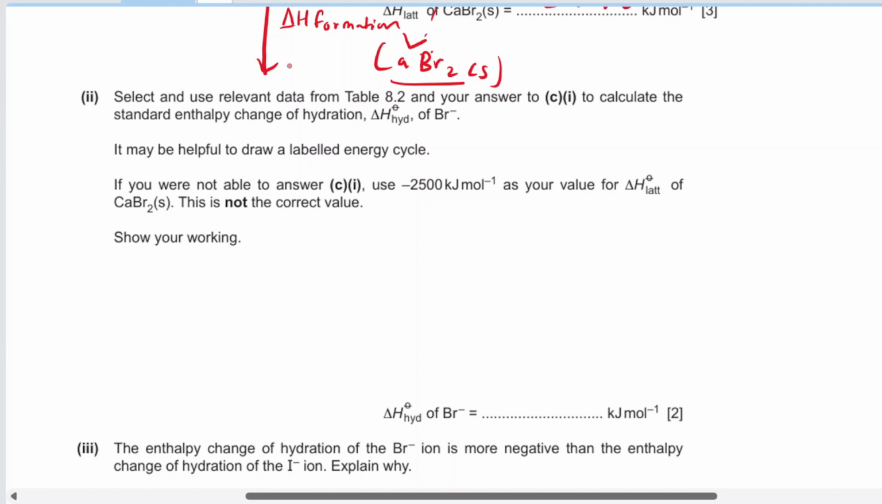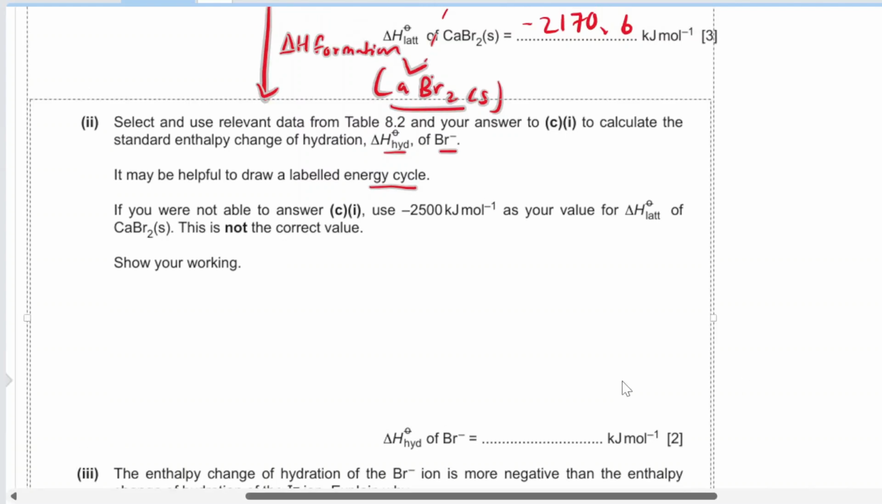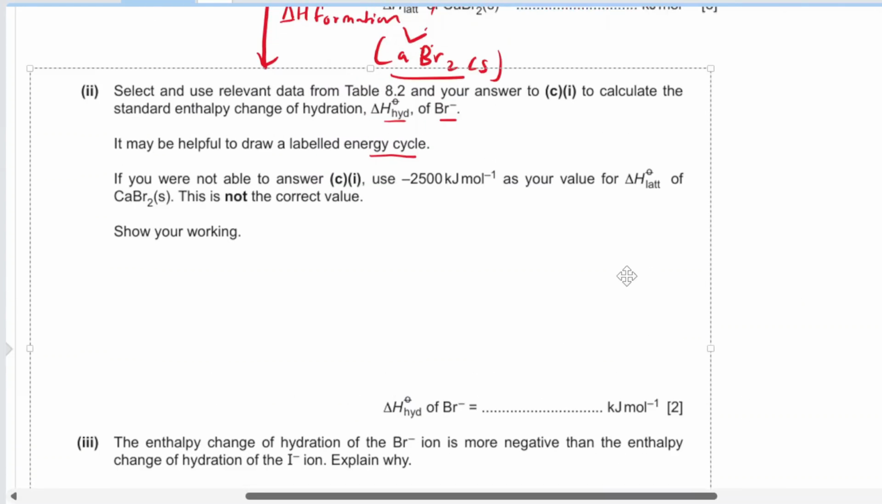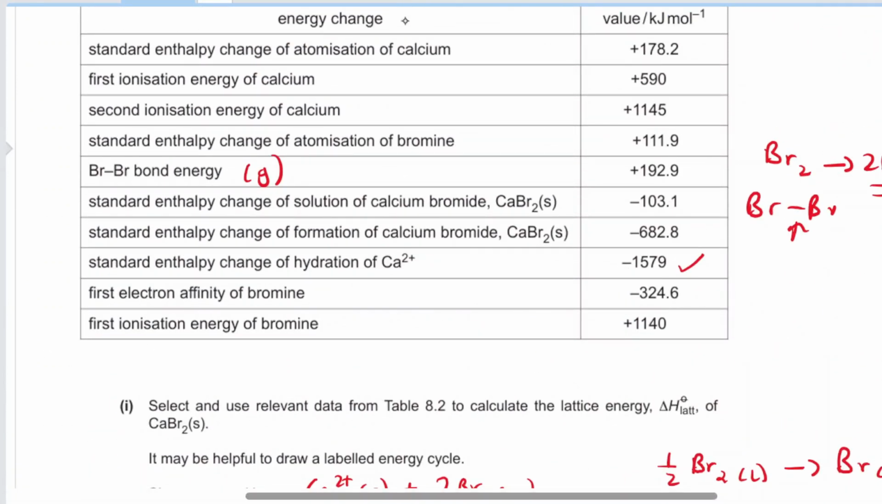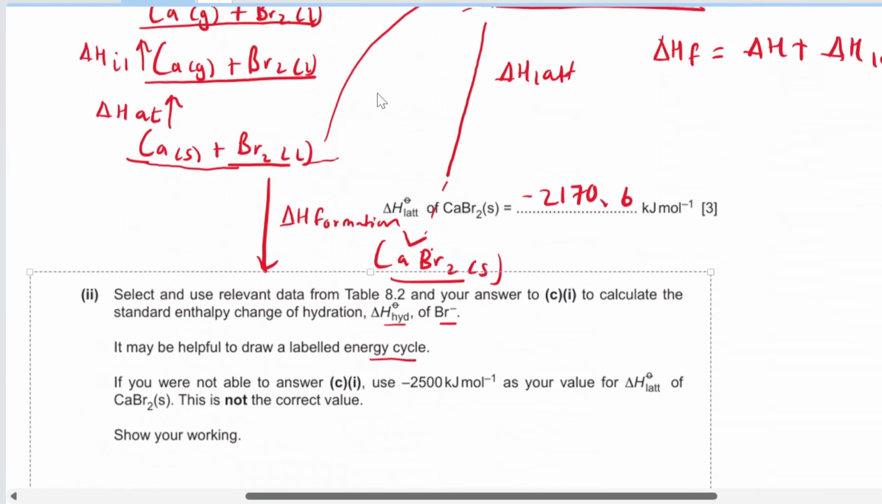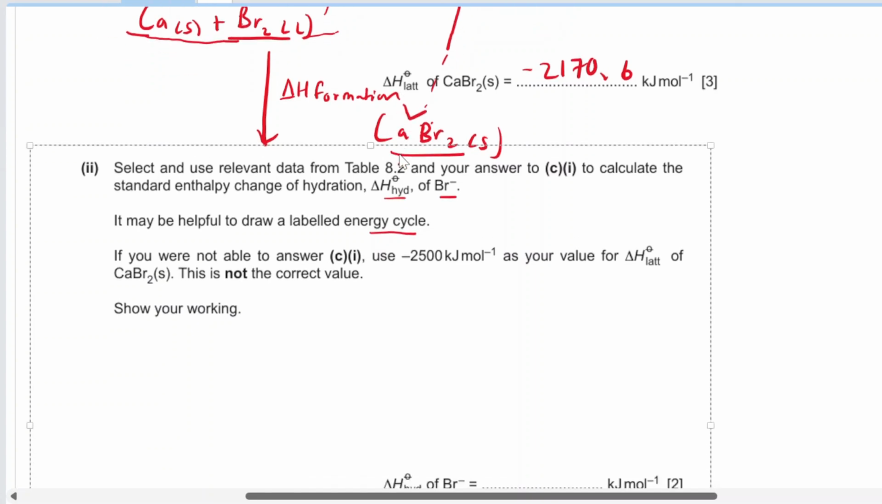Let's go to the next question. Select and use relevant data from the table and your answer to part 1 to calculate the enthalpy change of hydration of Br minus. It may be helpful to draw a labeled energy cycle. Right, the first thing you have to identify is that you are given the enthalpy change of hydration of calcium, and you want the hydration of Br minus.